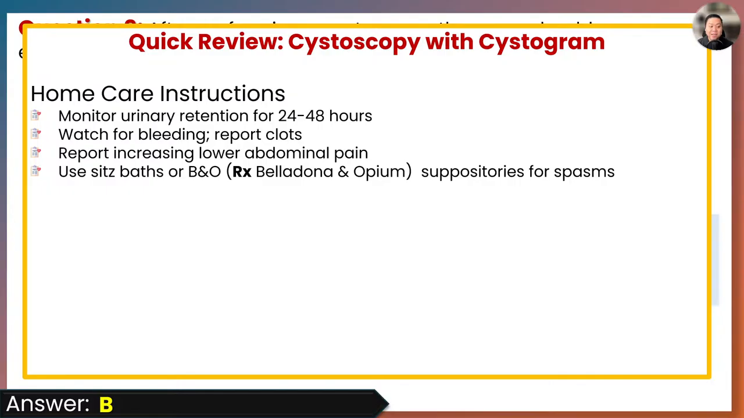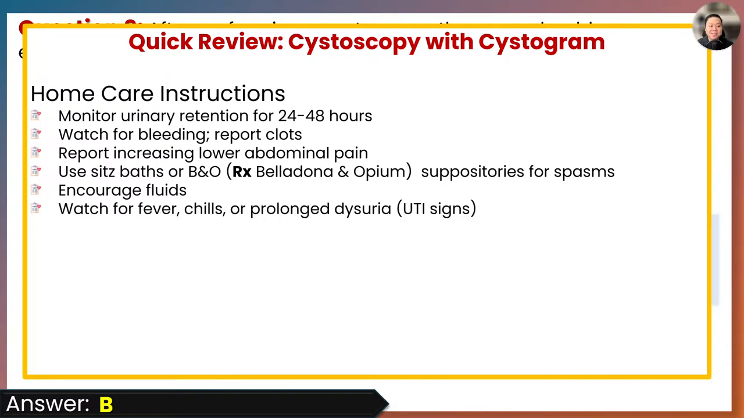This is the belladonna and opium, a prescription medication suppository that can help reduce the bladder spasms. Also encourage oral fluids to help flush out the system and reduce the discomfort, and monitor the client for any signs of urinary tract infection. You can teach the client to observe themselves for any of these manifestations, and emphasize completing the remainder of the prescribed antibiotics to ensure they complete the entire course to prevent reinfections.